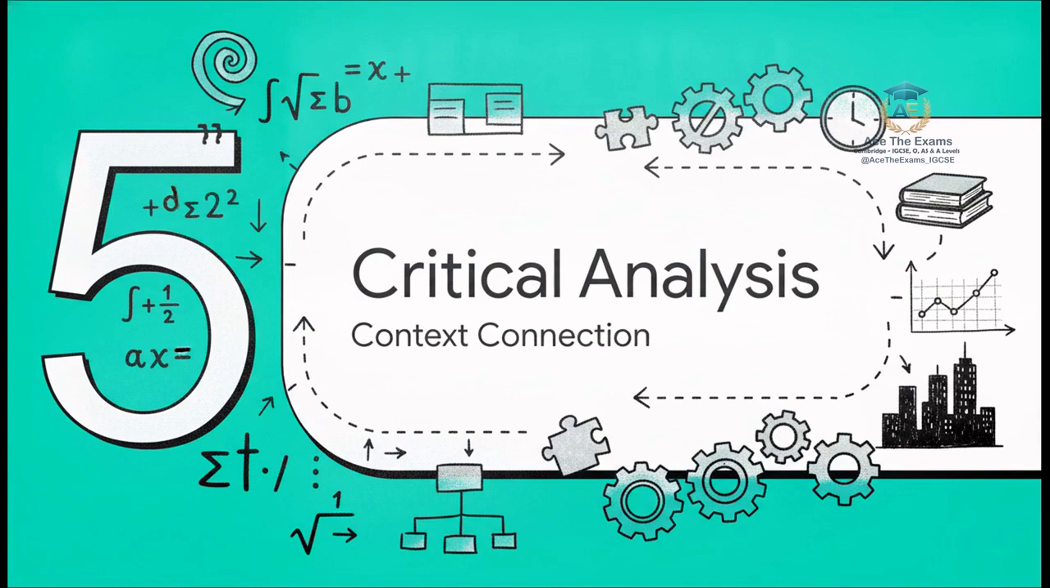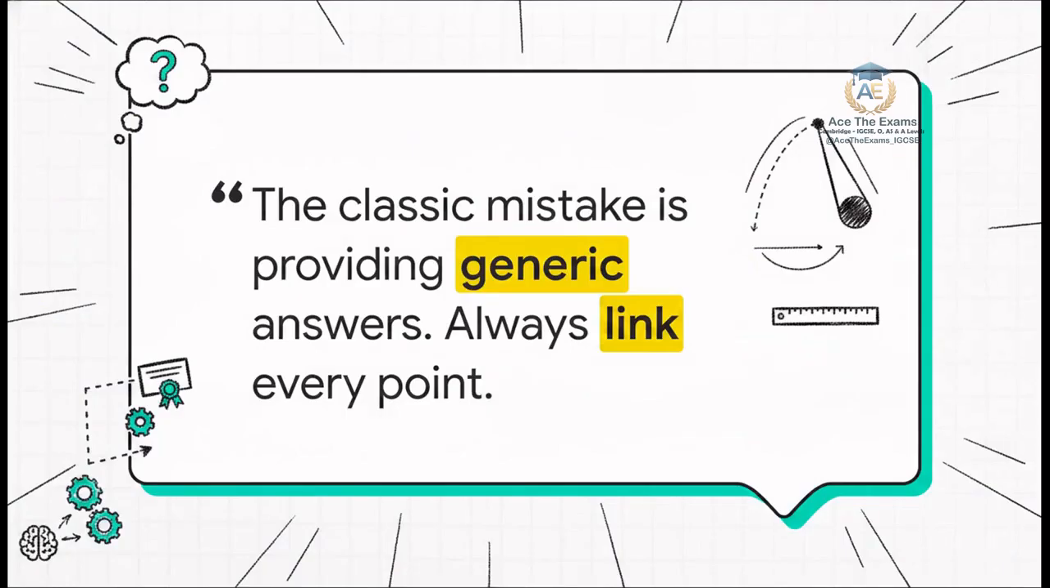Section 5, the context connection. This is how you seal the grade and prove true evaluative thinking. Take a look at this quote. This perfectly illustrates the golden rule, straight from the Cambridge principal examiner's mouth. The classic mistake is providing generic answers. Always link every point to the given scenario.